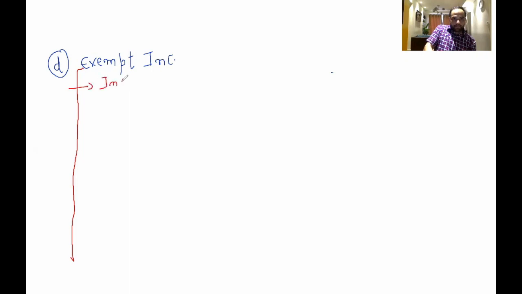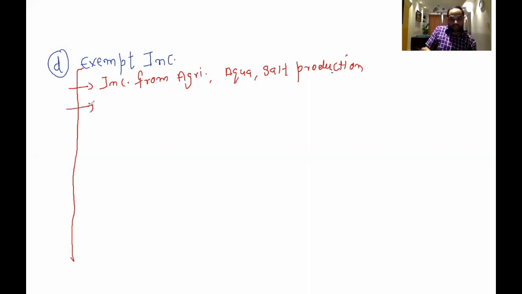Any kinds of income that's from agriculture, all right? That's from agriculture, that's from aquaculture, right? So mainly about fisheries, industries, and so on. And salt production. If your business is involved in such kinds of income, it's exempt from the tax.